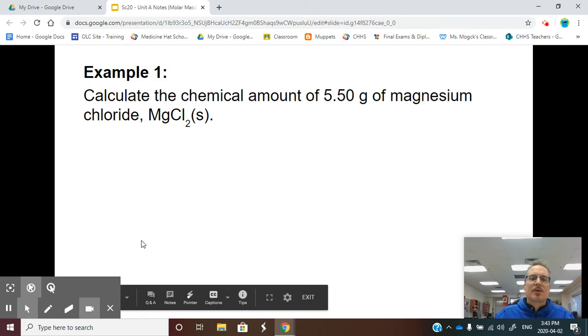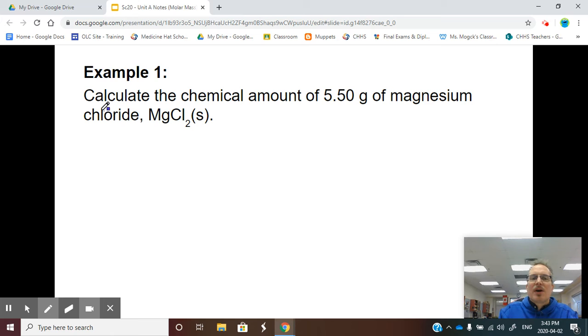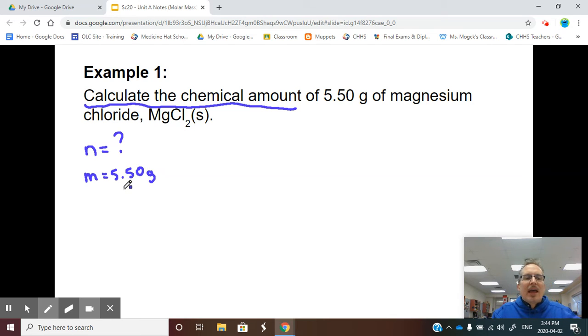And we are going to go to the next page. What I would like to do is go through how we do one of these formulas. So we want to calculate the chemical amount, which means we are trying to find moles. That's what chemical amount is. They gave us a mass in the question of 5.50 grams. And we know the substance is magnesium chloride, so we can find molar mass.